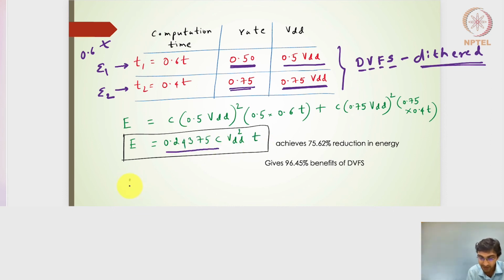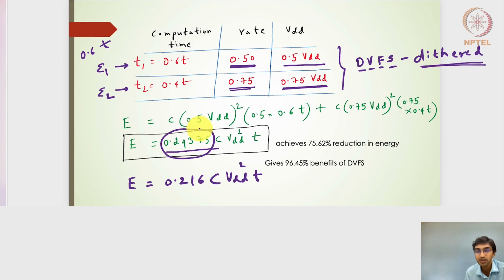And if I compare with that of the 0.6 rate, it used to give me 0.216 C VDD square. So this is not at all a bad value, because it is very, very close to 0.216. And if I look into this with respect to a task A, which was doing C VDD square, which used a rail voltage of 1 and a rate of 1, it actually gave me a 75.62% reduction in energy when compared to a rail voltage of 1 VDD and a rate of 1.